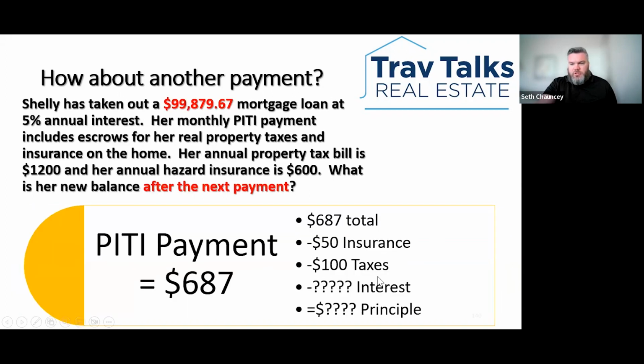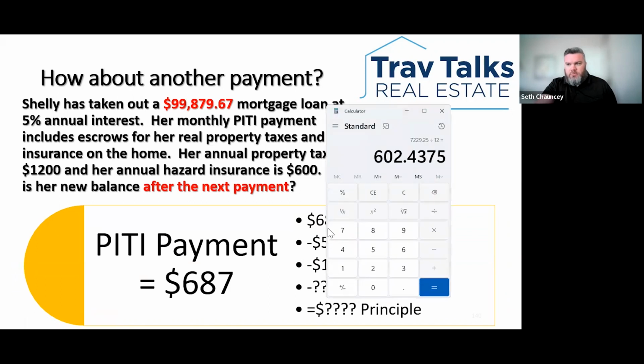So same allocation. Now let's figure out what the next is, and we do that by doing 99,879.67 times our interest rate again. Let me show you. This is after 1 payment, so we're looking at payment number 2: 99,879.67 times our 5% interest. This is annual interest divided by 12.